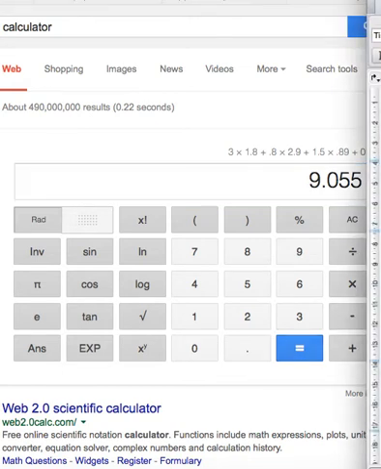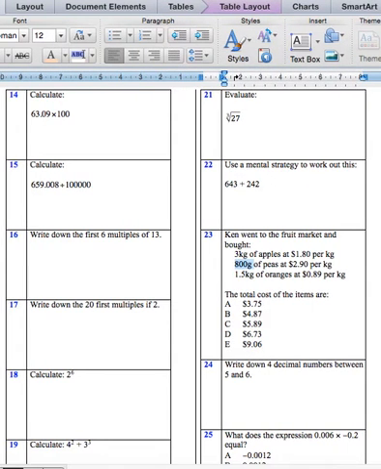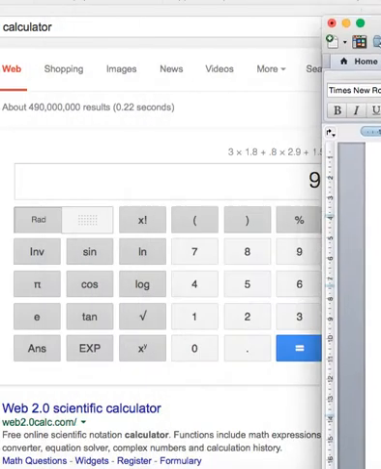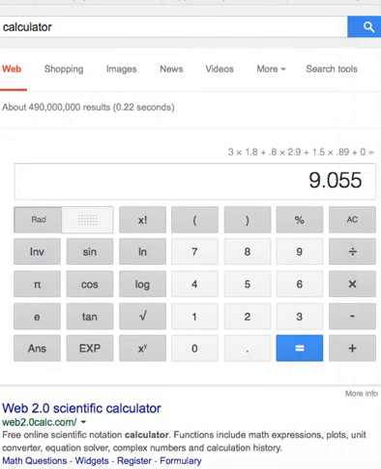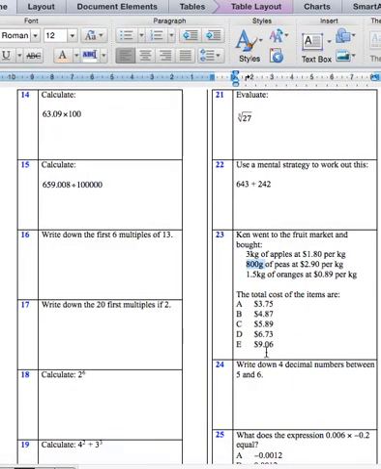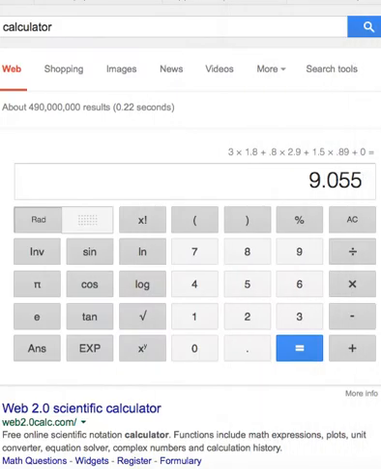Now, we can see that because we are now working with dollars and cents, we have to round this off to the nearest hundredth, okay? So if we have a look at our answers, the closest one here is $9.06. So if we round this one off, we end up with $9.06. So your answer should have been E.